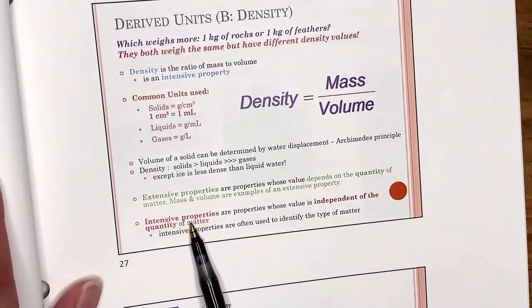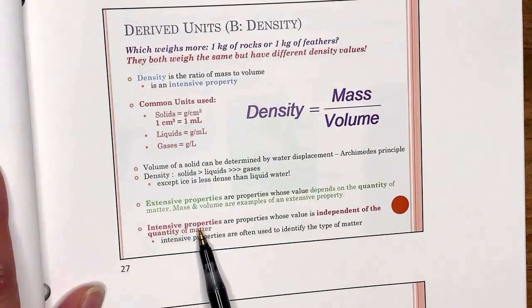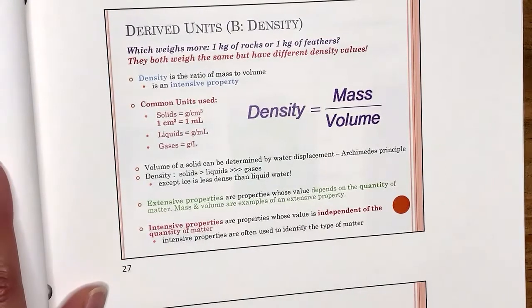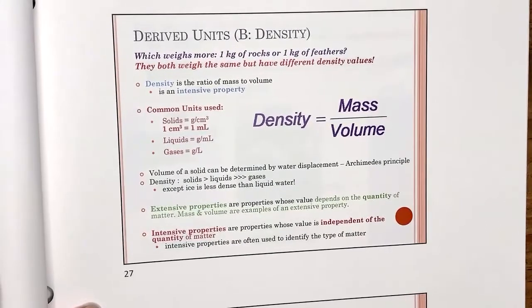An intensive property is where, no matter if you have a lot or a little bit of the stuff, that value doesn't change. Like if you have a small rock or a big rock, the density of the rock stays the same. If you have a little bit of water versus a lot of water, the density of water stays the same. Okay, so that's the idea of an intensive property. No matter the amount you have, the measurement is independent and the value stays the same.